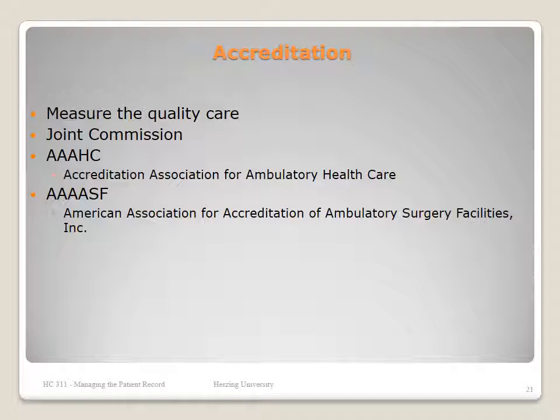Just like a hospital, there are various organizations that accredit ambulatory service centers. They all provide standards that help to measure and monitor the quality and effectiveness of care and the safety of their patients.